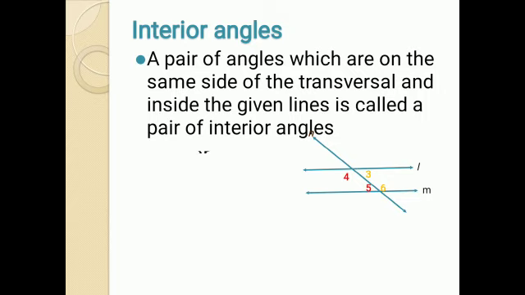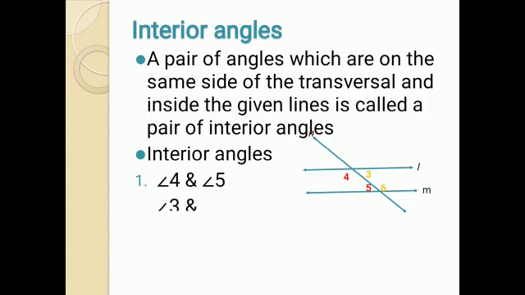The pair of interior angles on the left side of transversal, that is angle 4 and angle 5, and the interior angles on the right hand side of the transversal is angle 3 and angle 6. Therefore, a pair of angles which are on the same side of the transversal and inside the given lines is called a pair of interior angles.